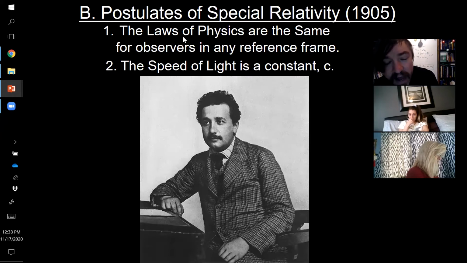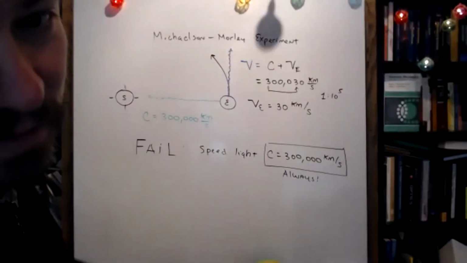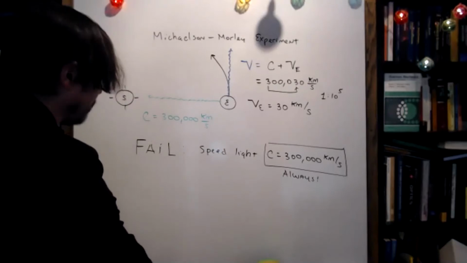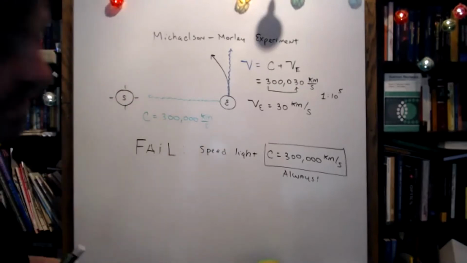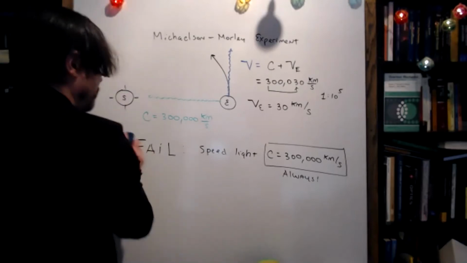And in 1905, he proposed the two postulates of special relativity in a way to deal with the problem of this superluminiferous ether. So I'm going to erase here and I'm going to write those postulates down. Yes, you do have to memorize them. They're important to me.